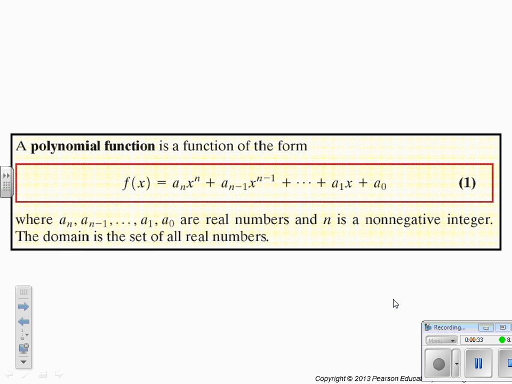So if I have a polynomial function, f of x, a sub n, x to the n power, plus a sub n minus 1, x to the n minus 1, plus, depending upon how big your polynomial is, a1x plus a0. As long as my a's are real numbers and n is a non-negative integer, the domain is the set of all real numbers. So that's the big important part. Polynomial function: the domain is all real numbers. Remember when we got all that domain and range stuff? When you have a polynomial function, as long as your a's are real numbers and your degree is a non-negative integer, then your domain is all reals.